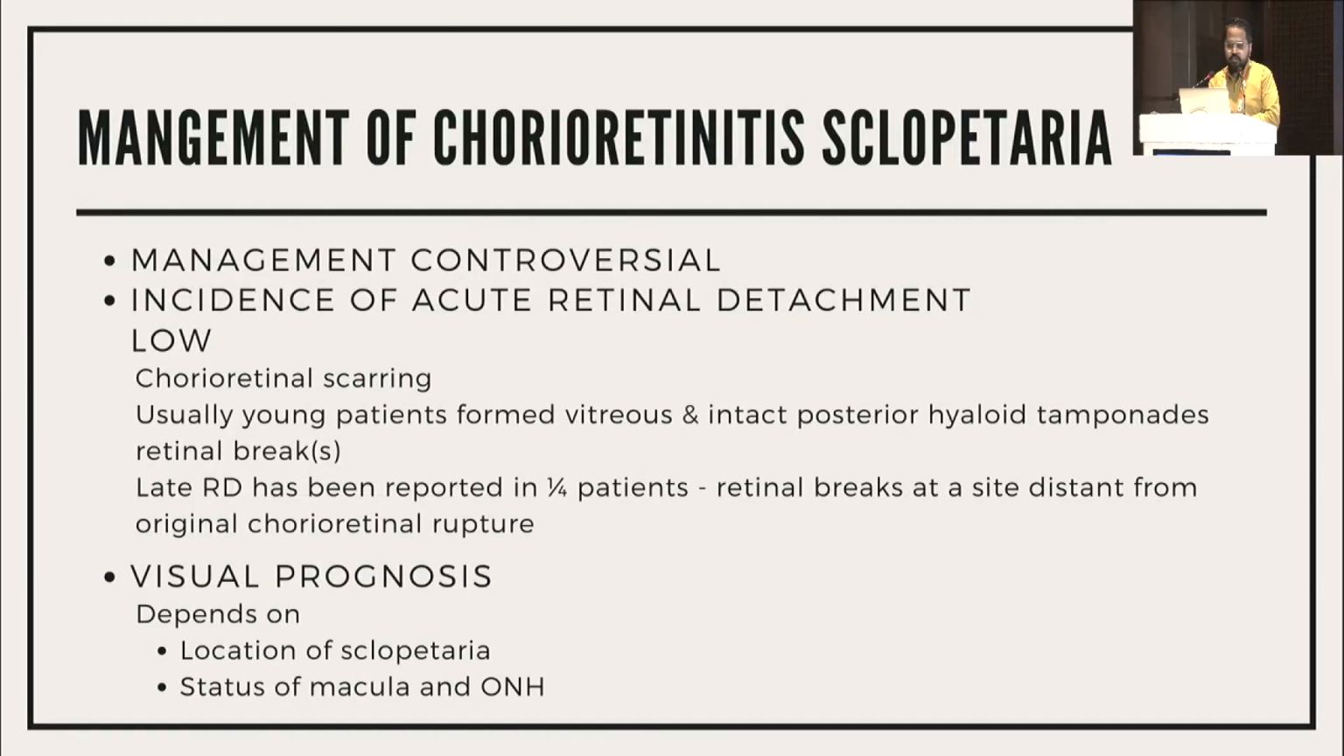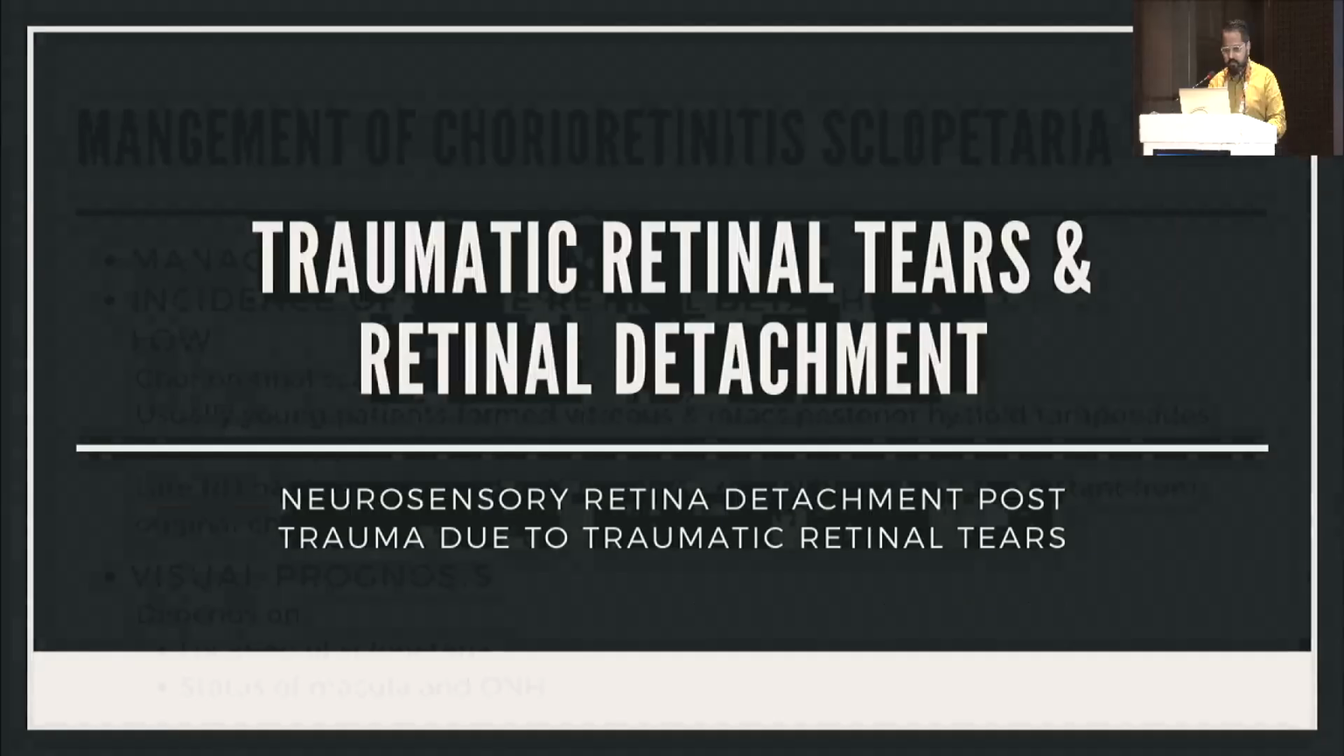The management of chorioretinitis sclopetaria is controversial. The incidence of acute retinal detachment is low. Chorioretinal scarring is usually present. Usually in young patients, formed vitreous and intact posterior hyaloid tamponade the breaks. Late RD has been reported in one fourth of the patients. Retinal breaks at a site distant from the original choroidal rupture are usually noted. Visual prognosis, as I said, depends upon the location of the sclopetaria and the status of the macula and optic nerve.